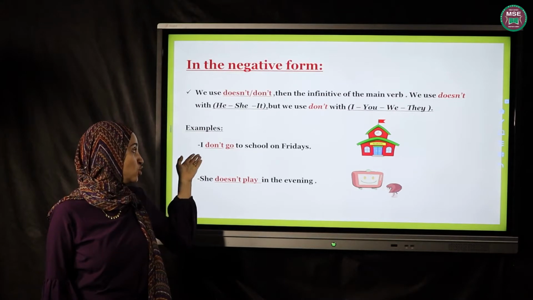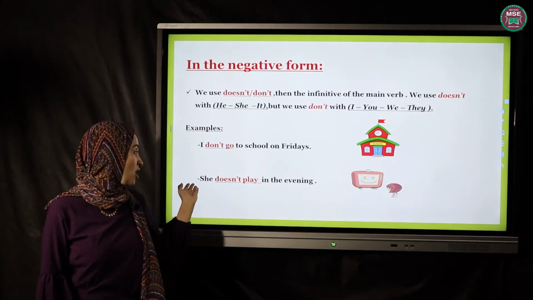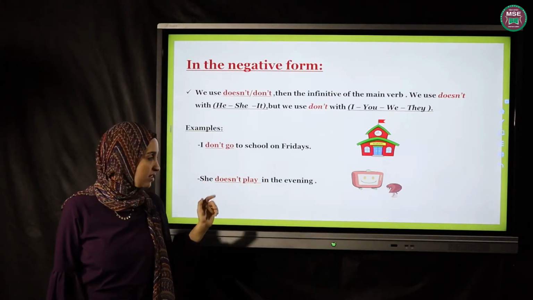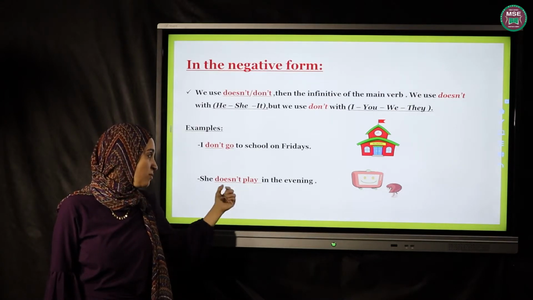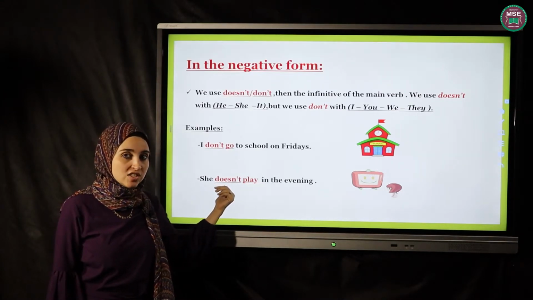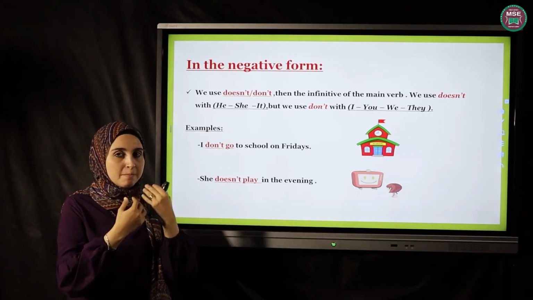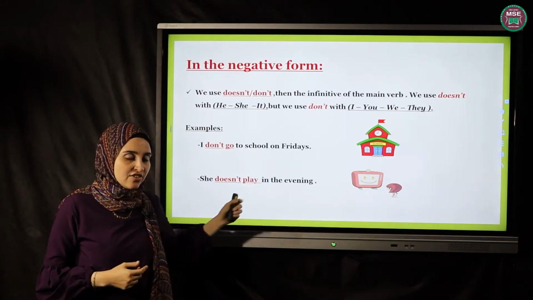Like I don't go to school on Fridays. She doesn't play in the evening. Can you see here? I didn't add anything to the verb because I have doesn't. Doesn't change the verb to its main state. I didn't add anything to it.